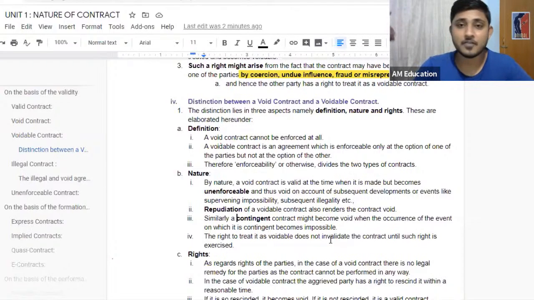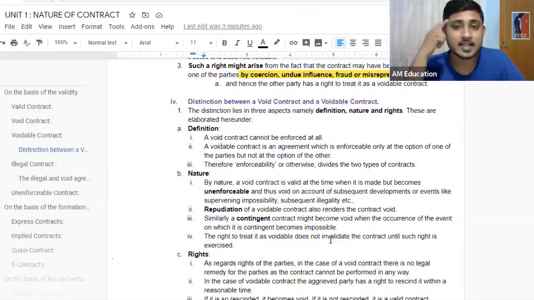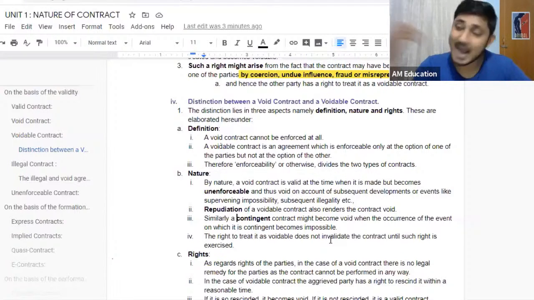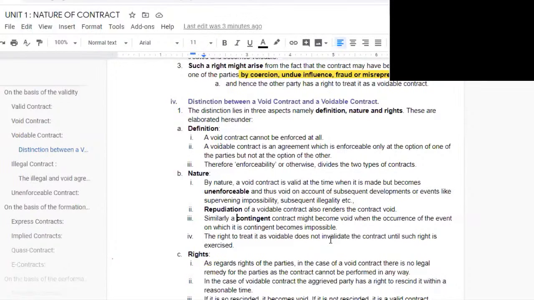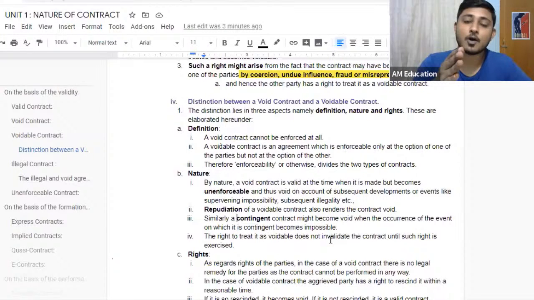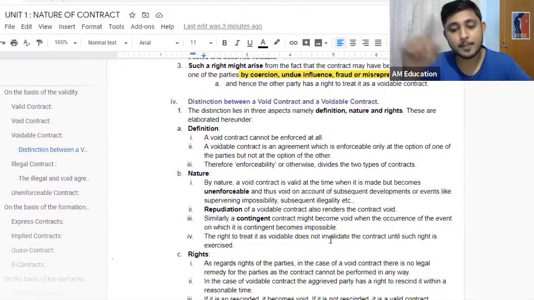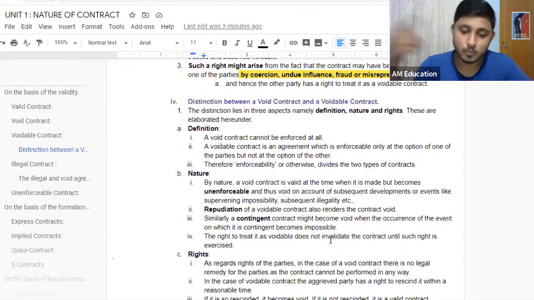What is it saying? That if I win the case, I will sell you. What if I don't win the case? That means I don't have a land that I can sell you. So this agreement becomes a void contract, an agreement not enforceable by law. But if I had won the case and got the house, that is a valid contract. The contingent contract became a valid contract. So a contingent contract might become void when the occurrence of the event becomes impossible, and becomes valid when the occurrence of the event is possible.